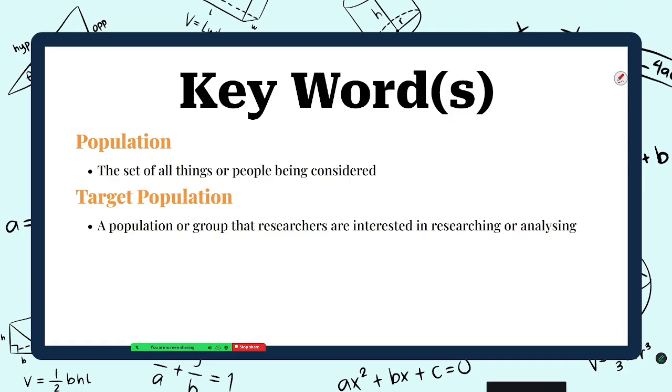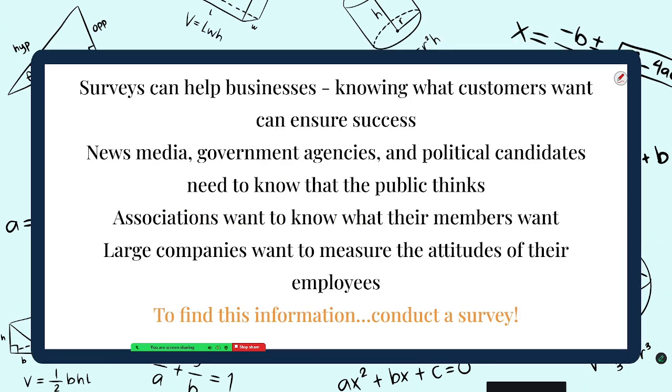When we talk about population, we're saying the set of all things or all people being considered. That's the population. Now, a target population is a population or group that researchers are interested in researching or analyzing. We're honing in on one group, on our target population.